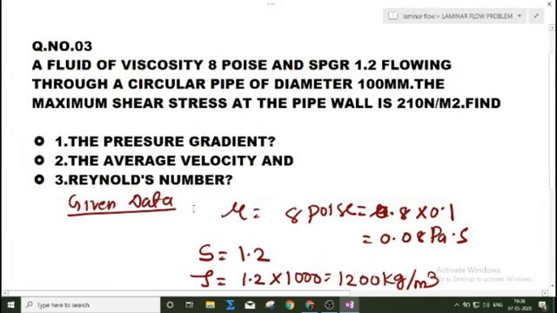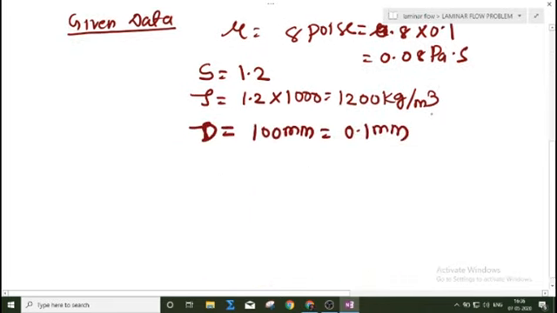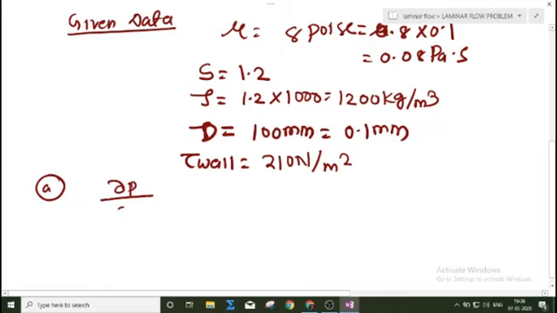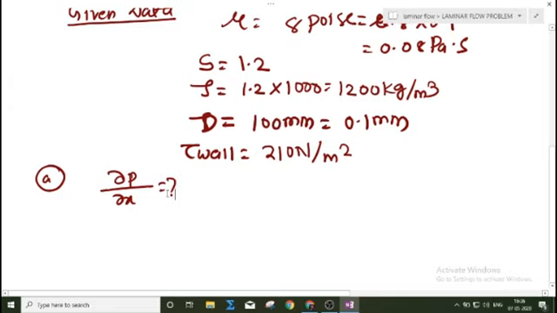It is given that at the pipe wall the shear stress is 210 Newton per meter square. So the wall shear stress, or maximum shear stress, is given to you. First of all, it is asking what is the pressure gradient, del P by del X. Can you find out the pressure gradient?